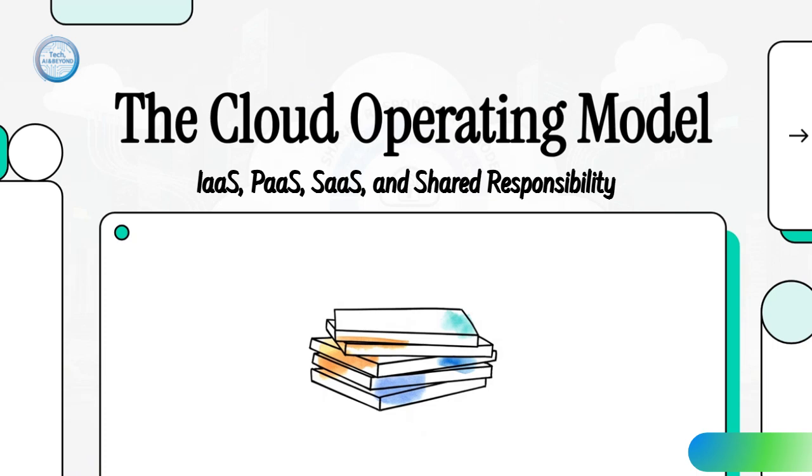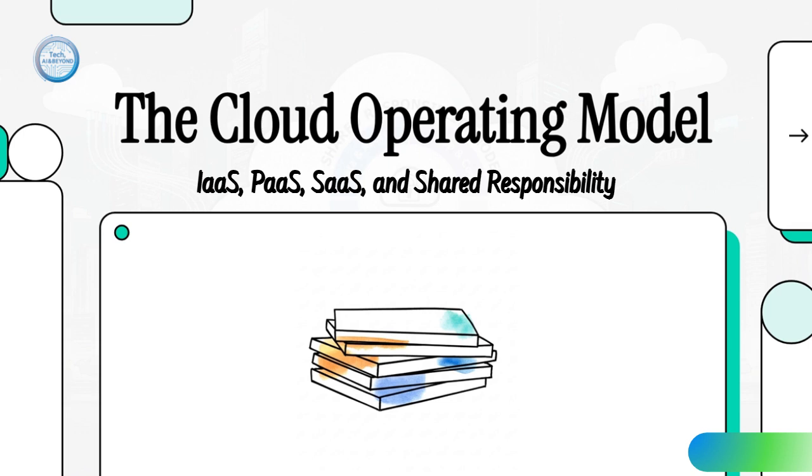So in our last deep dive, we really dug into how virtualization unlocked the ability to run multiple servers on one physical machine, right? But that technology was really just the how. It didn't explain the what or the why of the cloud. And that's exactly where the cloud operating model comes into play. So today, we're going to cut right through all the marketing fluff and truly demystify the cloud.